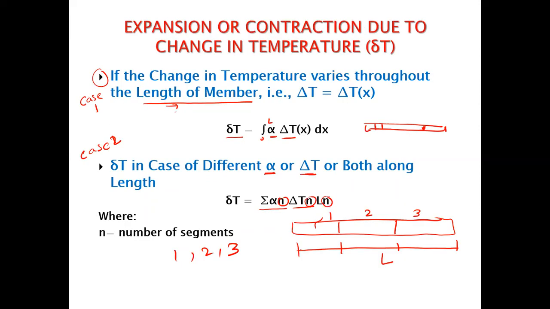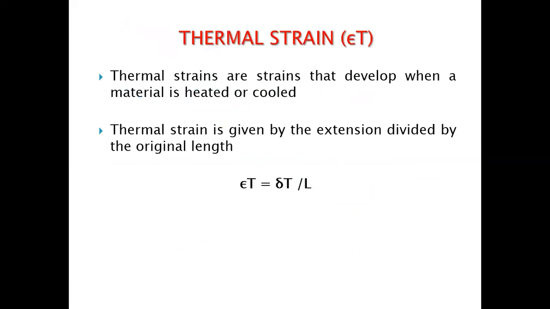That is thermal stress. Now we will talk about thermal strain. Thermal strains are strains that develop when a material is heated or cooled. What is meant by thermal strain? What is a strain? Strain is change in length per unit length, or change in length over original length. When we talk about thermal strain, it will be equal to the thermal change in length over the original length. This is a derivation based on the above statement.